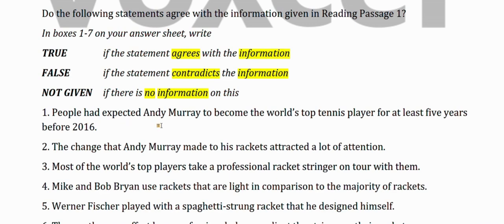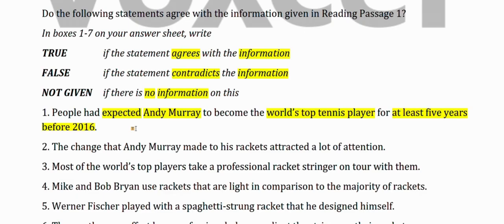People had expected Andy Murray to become the world's top tennis player for at least 5 years before 2016. So they were expecting, and this is our locator: Andy Murray to become the world's top tennis player for at least 5 years, meaning a minimum of 5 years before 2016. The answer will be true if people were expecting him to be the number 1 player in this sport for at least 5 years before 2016, meaning from 2011 onwards.